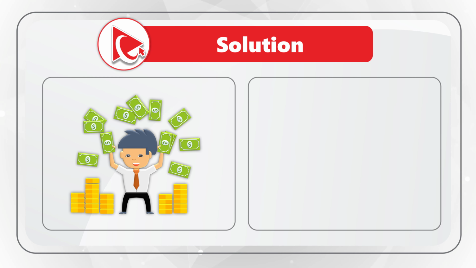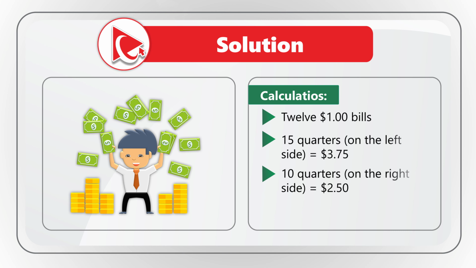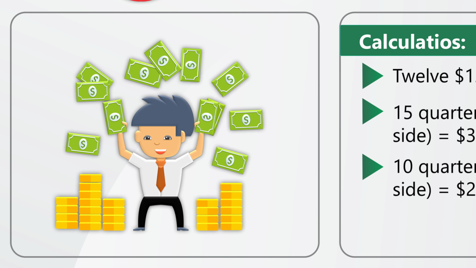I counted 12 $1 bills as well as 25 quarters. Let me count them all for you. Let's start with the dollar bills. 1, 2, 3, 4, 5, 6, 7, 8, 9, 10, 11, 12. Now let's do the same thing for the quarters. Let's start with the left side, which has 15 quarters.